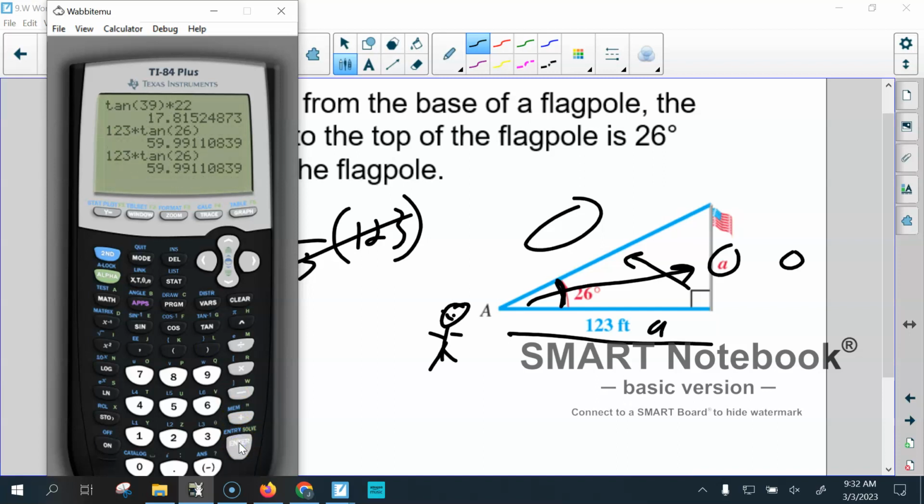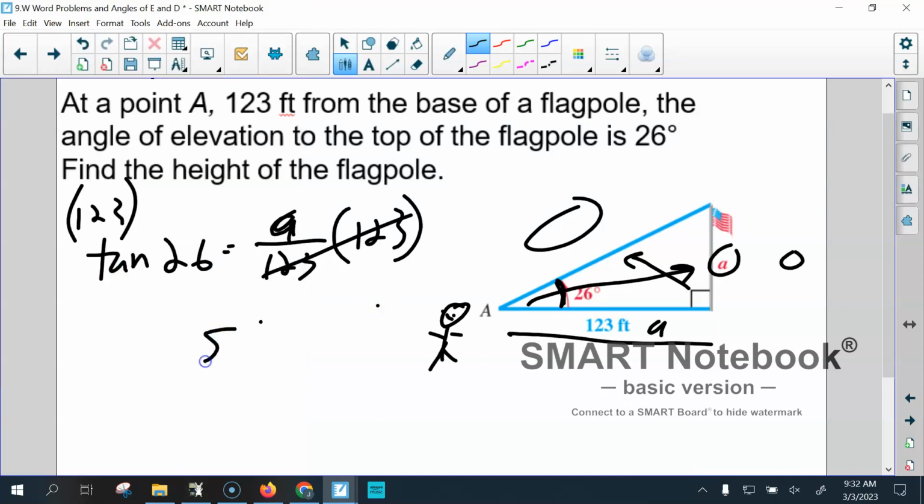And you get 59.99. So when we're talking about angles, we can go ahead and just round to the closest whole number, about 60 degrees. It's approximately 60 degrees. Okay? This is nothing new. It's just translating a word problem into what we've already done in the previous lessons.